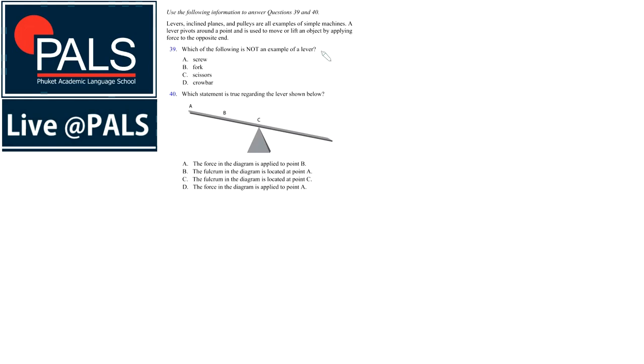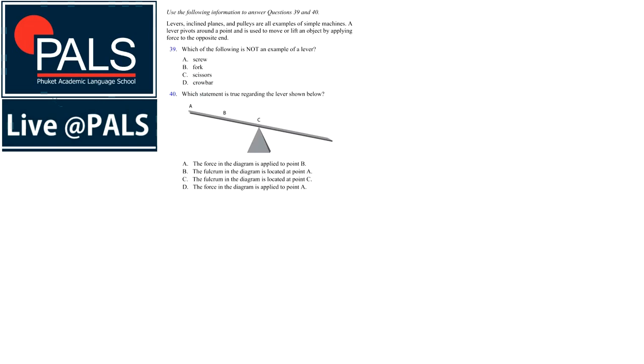And the last two questions, and then we are finished with our practice test. Use the following information to answer question 39 and 40. Levers, inclined planes, and pulleys are all examples of simple machines. The lever pivots around a point and is used to move or lift an object by applying force to the opposite end. Which of the following is not an example of a lever? A screw, a fork, scissors, or a crowbar.